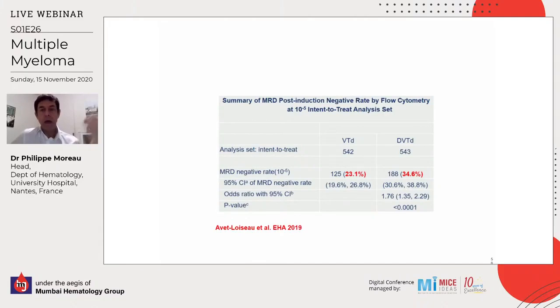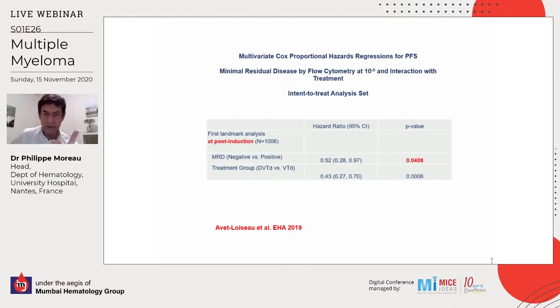And we looked at multivariate analysis of progression-free survival, including MRD negativity after induction. And definitely the 2 factors that are predicting progression-free survival are the treatment group, DARA-VTD versus VTD, but importantly, very importantly in my opinion, post-induction MRD negativity. So when you are reaching, after induction and before stem cell transplantation in the setting of a quadruplet induction, MRD negativity, definitely the outcome of patients is improved.